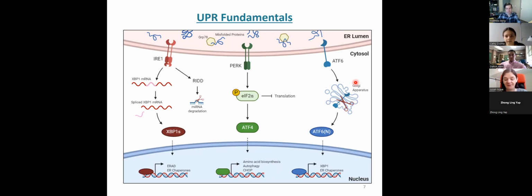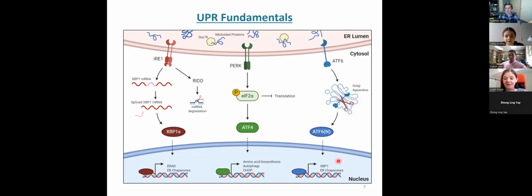And then finally, we have ATF6. And ATF6 is a little different to IRE1 and PERK in that when GRP78 dissociates from it, ATF6 undergoes a conformational change. And somehow it pops out of the ER and goes to the Golgi. And I'm not sure if I really understand how that occurs yet. And in the Golgi, it's cleaved by site 1 and site 2 proteases, which form the active transcription factor called nuclear ATF6.